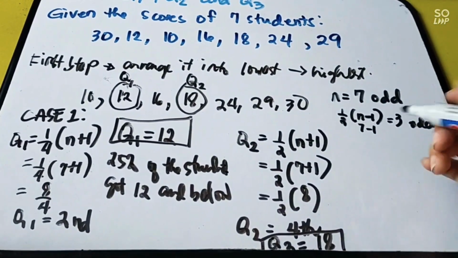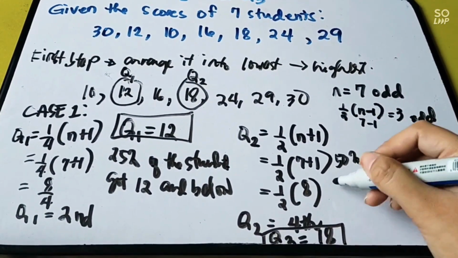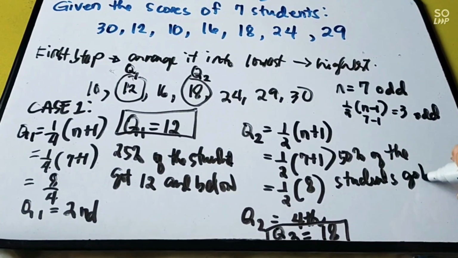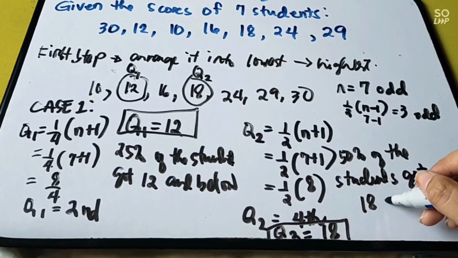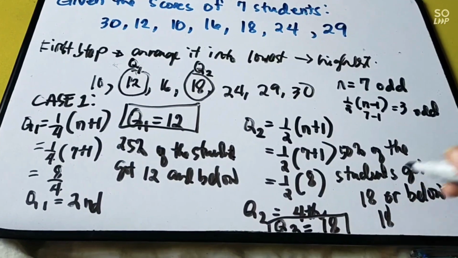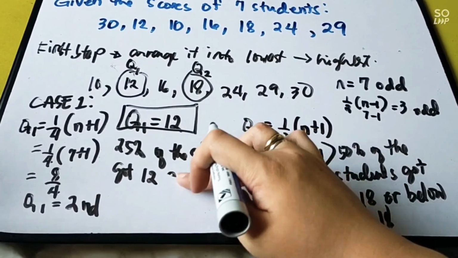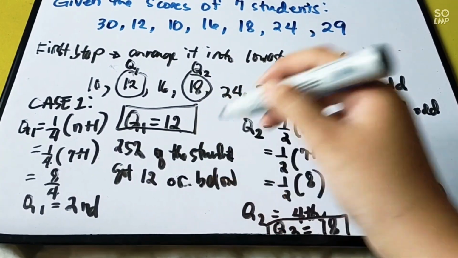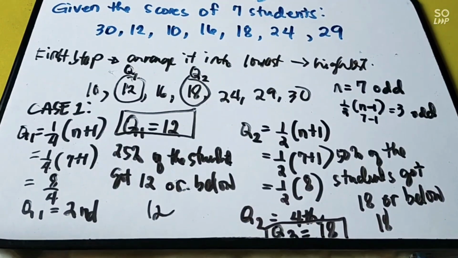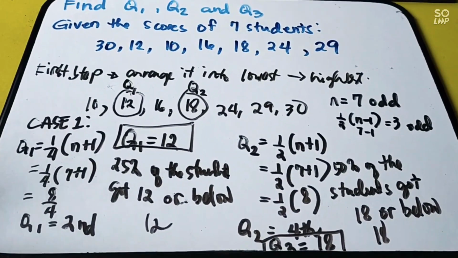Meaning, 50% of the students got 18 or below 18. Ito rin, got 12 or below 12. So, yun yung meaning nun. Okay? Now, let us have the quartile 3.